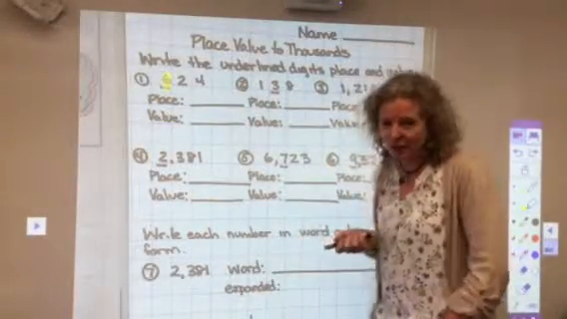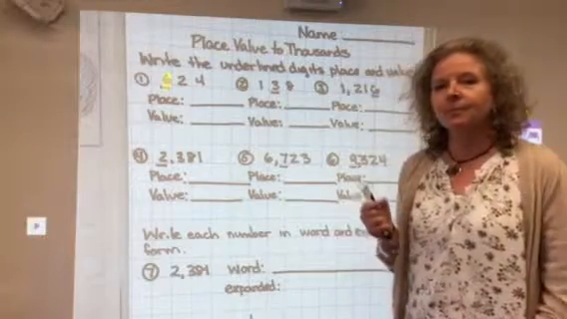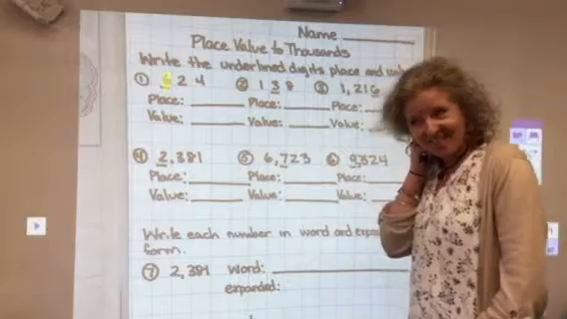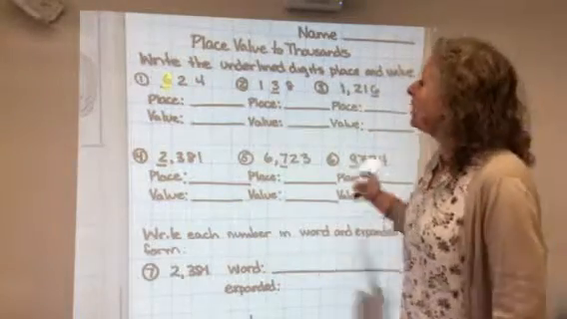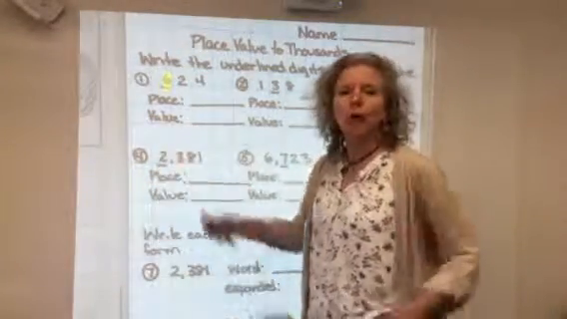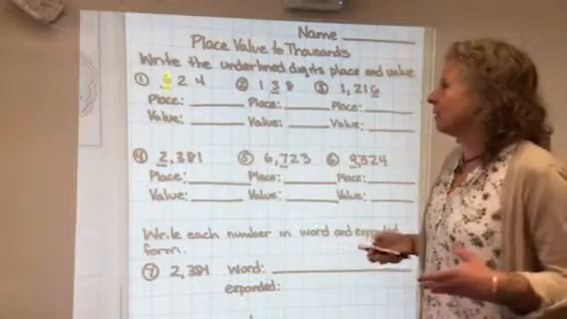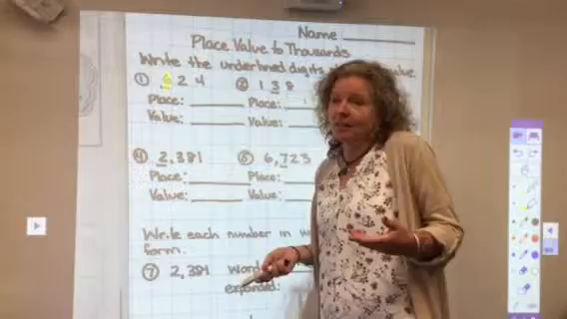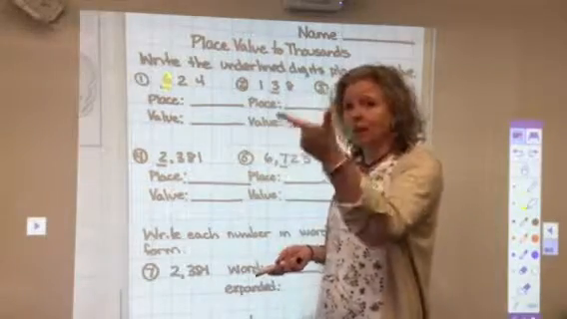You could sing a little song. Ones, tens, hundreds, and figure that out. And then you can write down the value. How much is that worth? If there are 2 tens in the tens place, it's worth 10, 20.